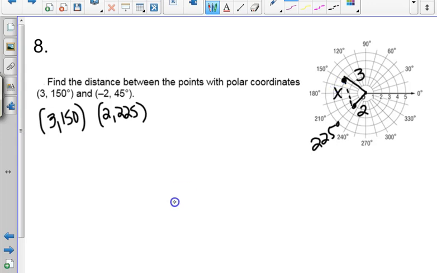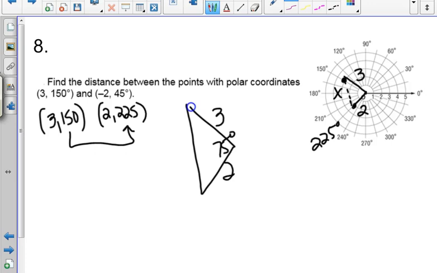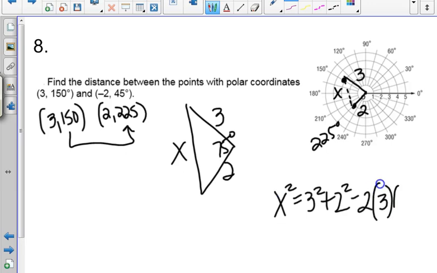law of cosines, what is the angle in between here? 75 degrees. So we have this triangle. Now, contrary to my picture, we can't use Pythagorean theorem, right? Because that's not a 90. Clearly looks like one, but it's not. X squared equals 3 squared plus 2 squared minus 2 that came with the formula, and then the 3 and 2 from our triangle, cosine of the difference, which is 75 degrees.